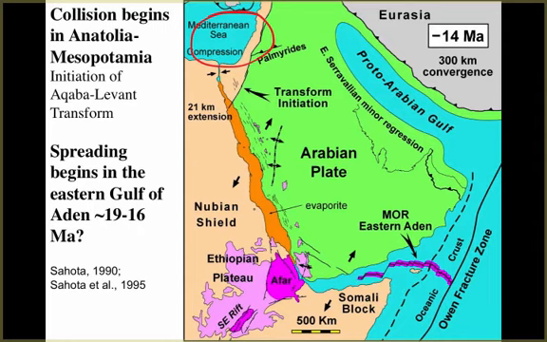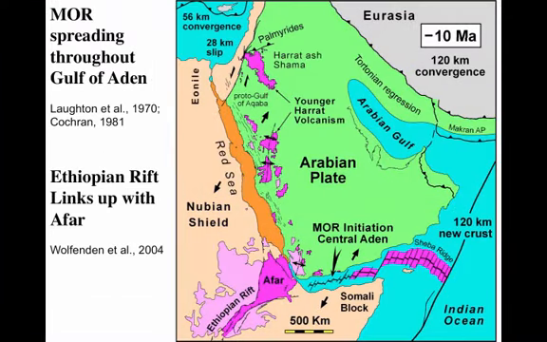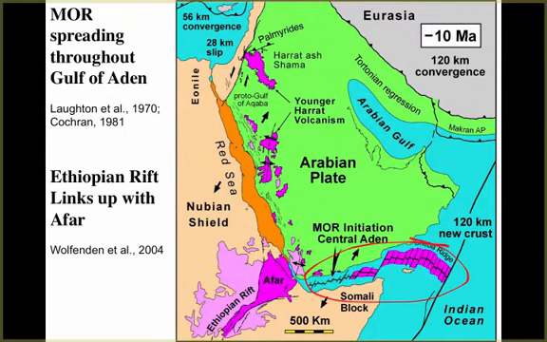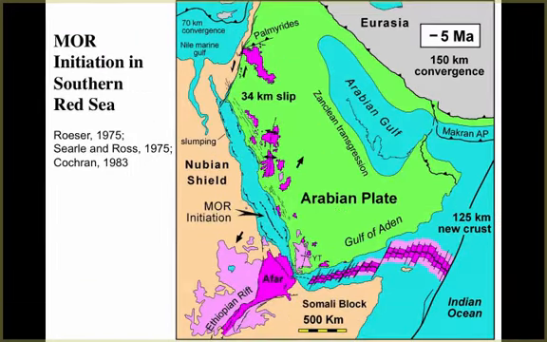And spreading is starting, ocean spreading that is, starting in the Gulf of Aden around 19 to 16 million years. By 10 million years, we're seeing spreading throughout the Gulf of Aden. And the Ethiopian rift is linking up with the spreading that's taking place in Afar. And around 5 million years, we're seeing the initiation of a mid-ocean ridge in the southern Red Sea.